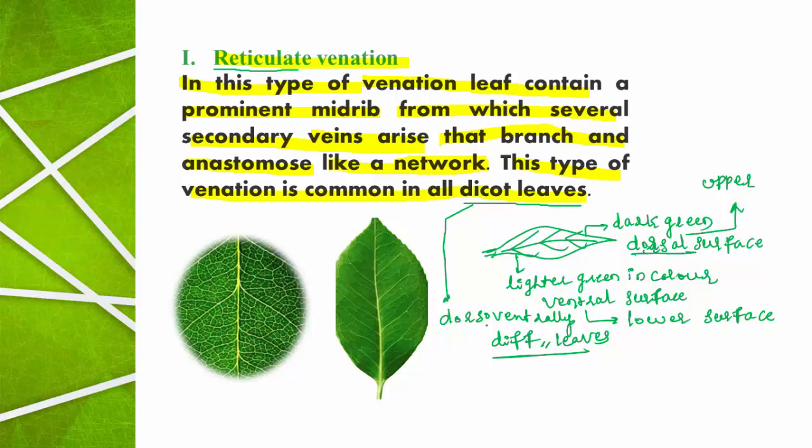Then moving to the veins and veinlets. One more point I need to highlight here. This green expanded portion of the leaf. Here you can see the complete expanded portion of the leaf.